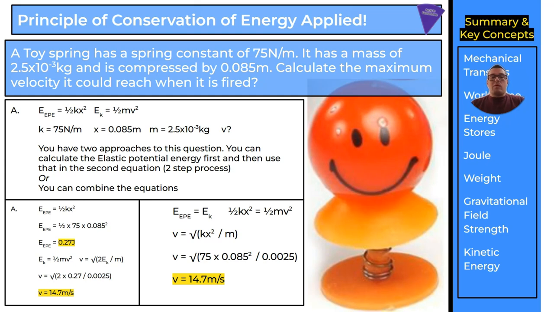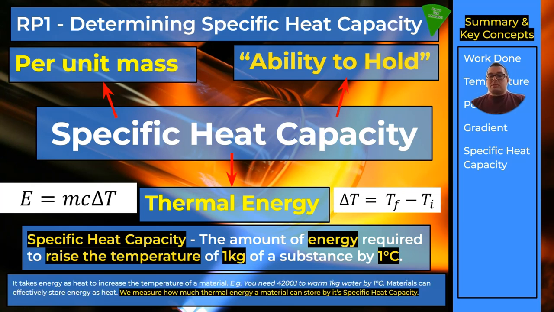In the foundation paper, any one of these equations is likely to come up in isolation, but probably not all combined. In the higher paper, this is much more likely to occur, whether that is for combined science or triple.